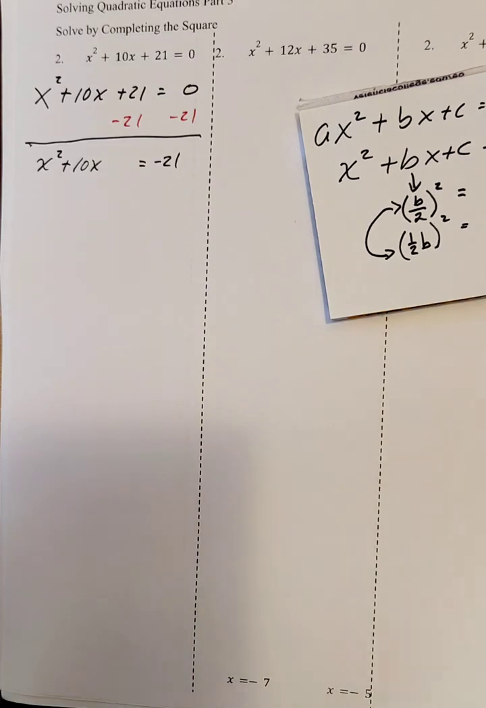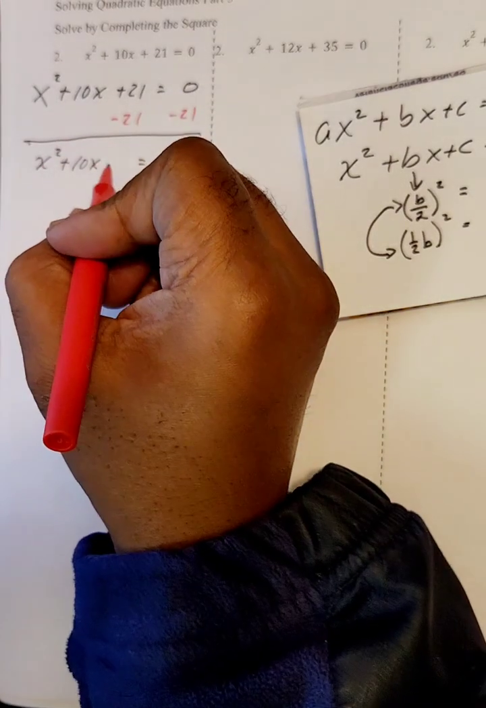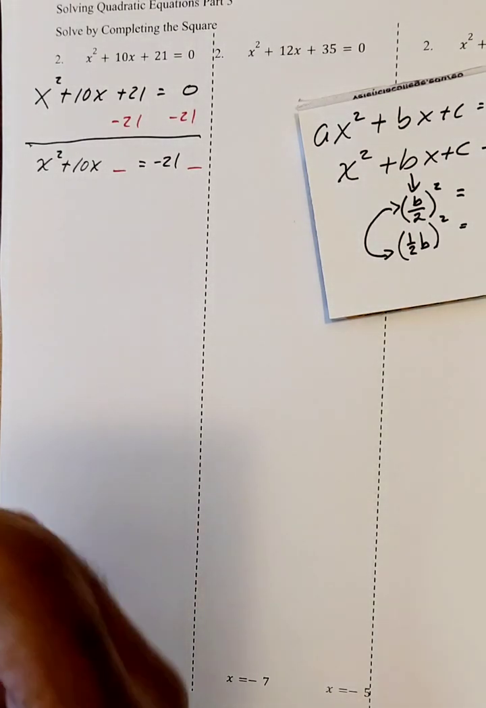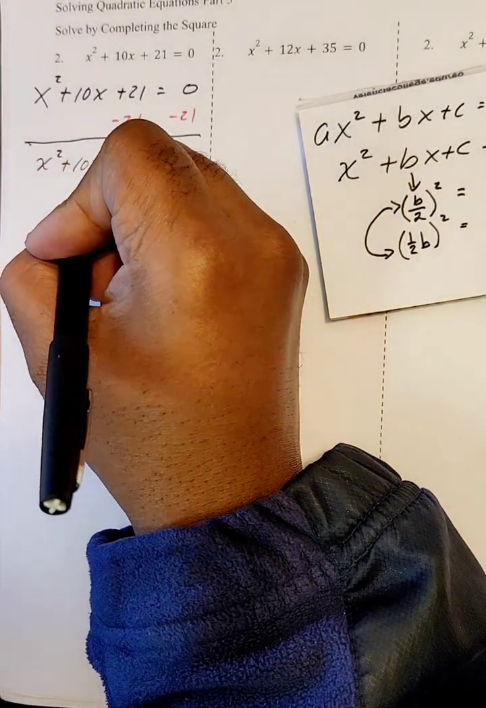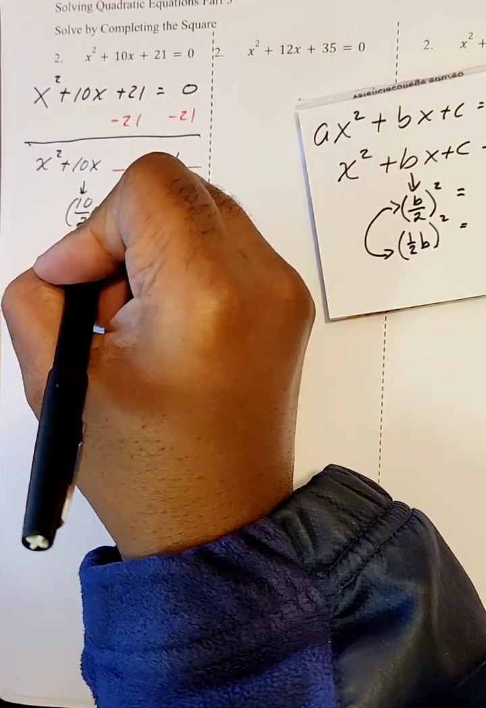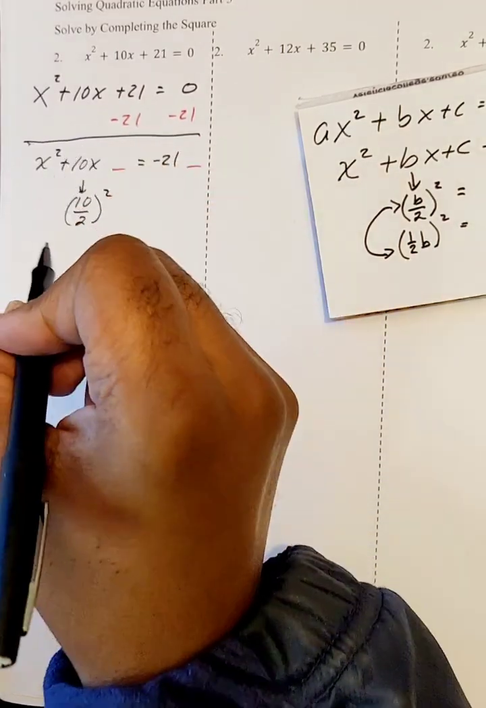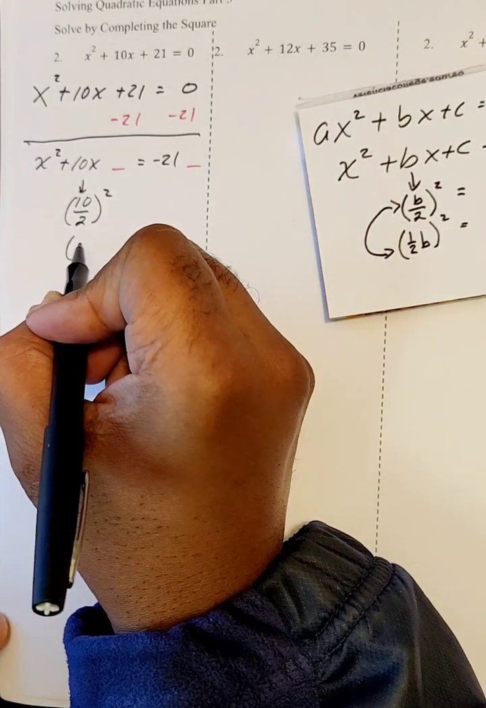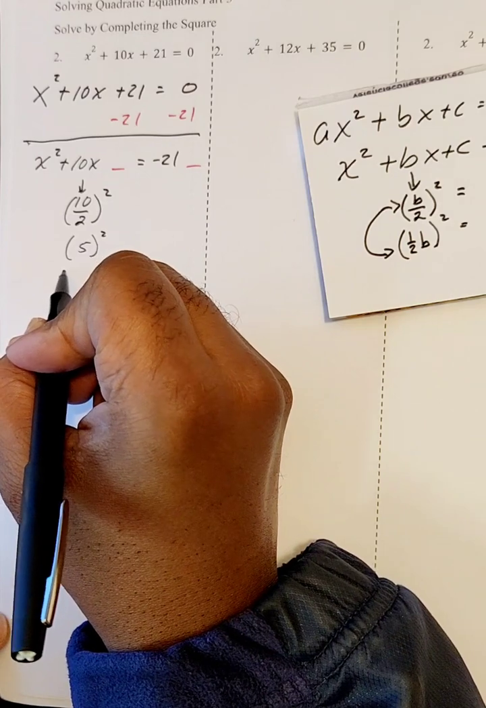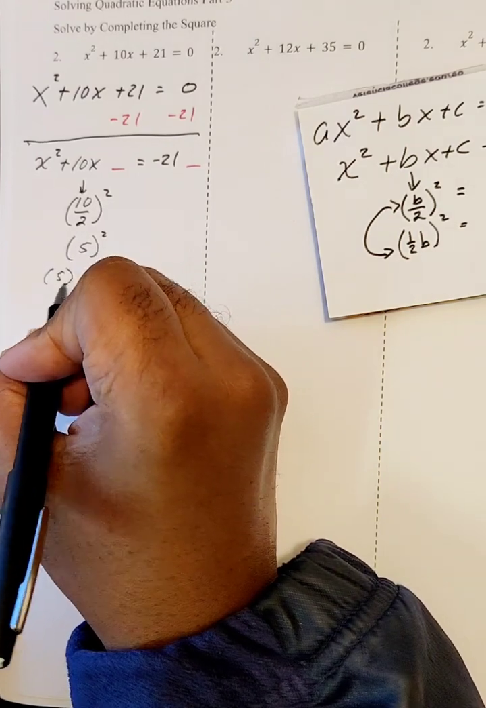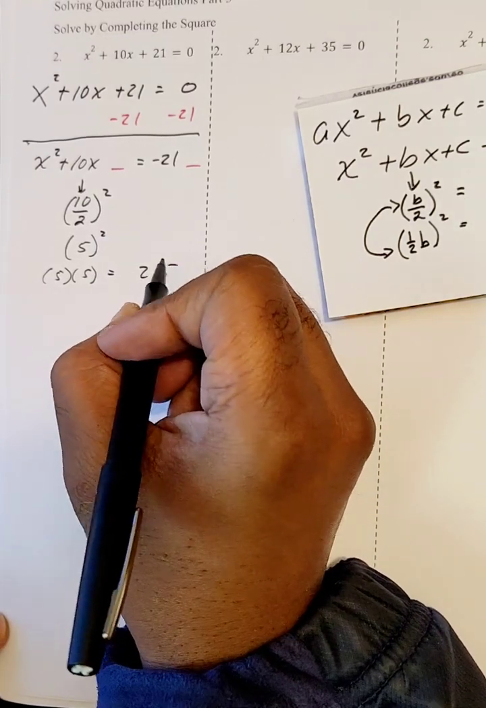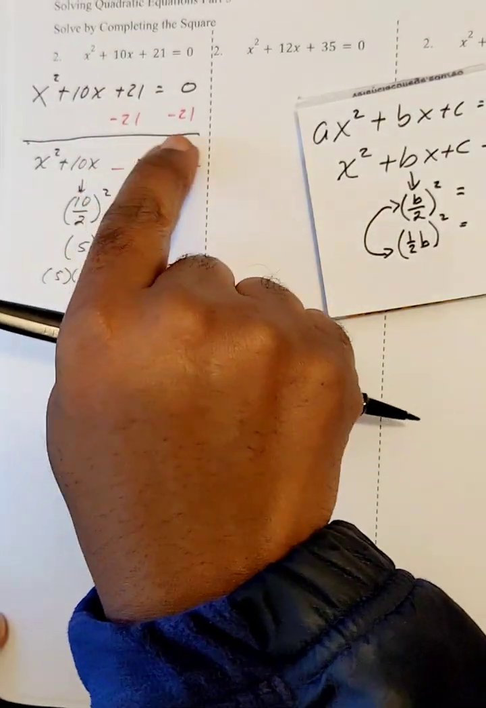Now from here, we're going to fill in these two spaces right here. In order to do that, we're going to take 10. We're going to divide it by 2, and then we're going to square the answer. So 10 divided by 2 simplifies down to a 5, and 5 squared becomes 5 times 5, which is 25. So this 25 is going to go in both places.